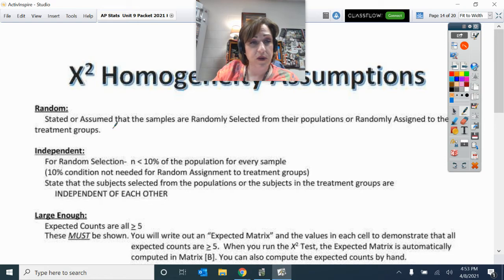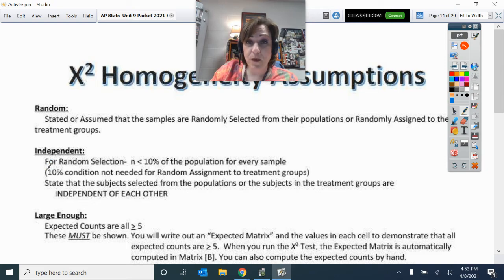We saw that on the previous page. So we had that random selection from the population for every sample, random selection of senior adults, random selection of young adults, random selection of young middle-aged adults, okay?